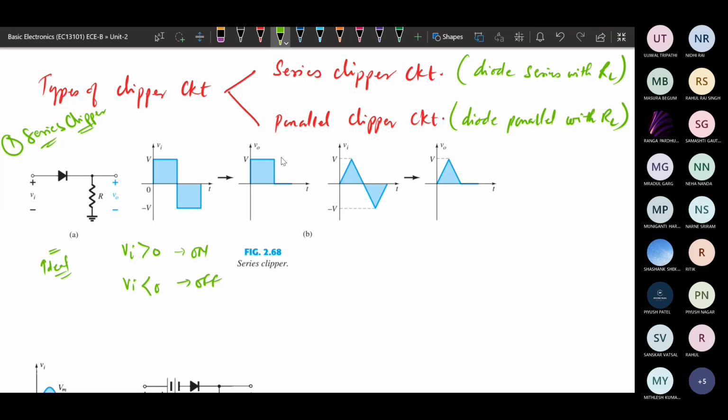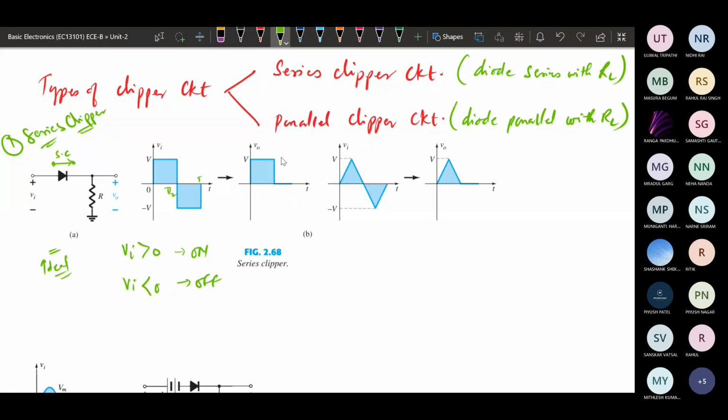Okay, so this is the input, and with respect to that, the output is given. So how is the output defined? With respect to time, initially it has a value of v for some time. Suppose this is t by 2 and this is t. So for t by 2 time, it has a value v that is greater than 0, so this condition is satisfied and the diode will be on. If the diode is on, it will be a short circuit.